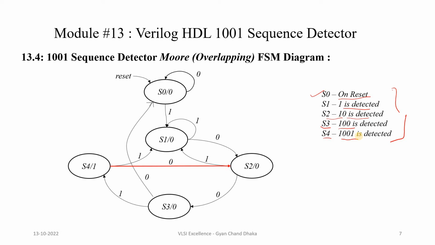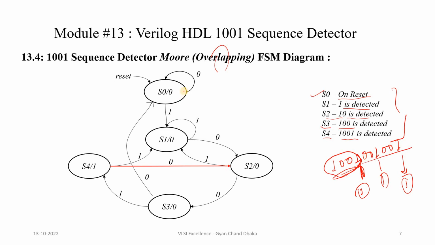So the only difference here is with respect to the overlapping concept. Let's assume the same example we discussed earlier. This is our input sequence. If it is non-overlapping, our output is going to be high here, and then high here. But if it is an overlapping sequence, then our output is going to be high here as well as here. Okay, so now let's understand in more detail.